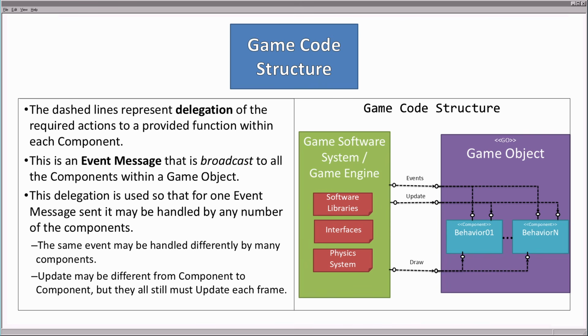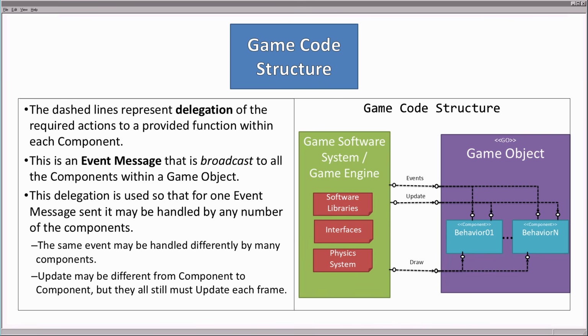The same event may be handled differently by many components. Getting hit by an enemy's attack, both will reduce health and knock the player backwards. This one collision event will be handled by a health system component and a move component. A larger example of this is an update. It may be different from component to component, but they all still must update each frame.